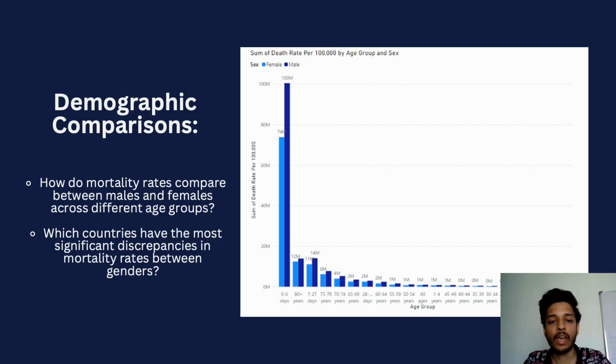Mortality rates can vary significantly between males and females across different age groups. So, understanding these variations through demographic analysis can provide insights into health disparities and potential areas for targeted interventions. When we talk about demographics, we have divided the population into smaller age groups by age and sex. In order to represent this, we have created column charts using Power BI to analyze the mortality rates across different age groups.